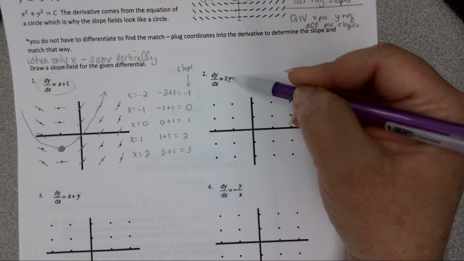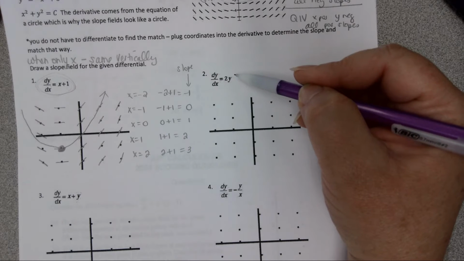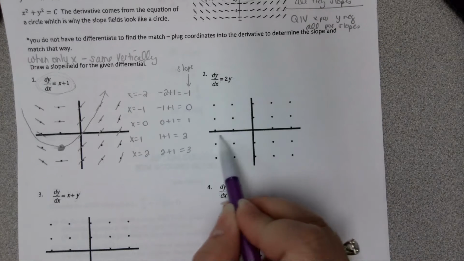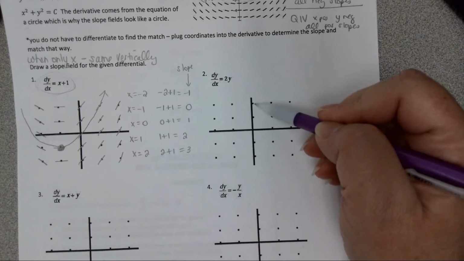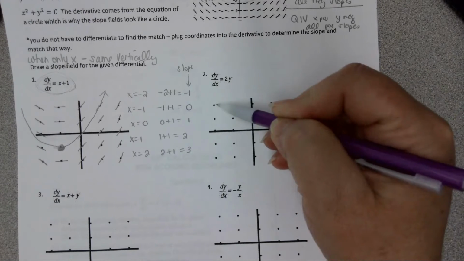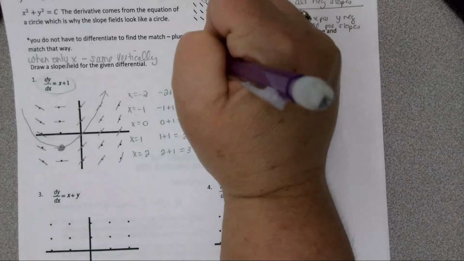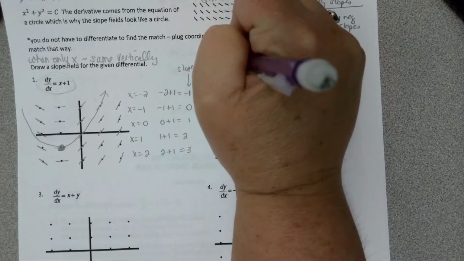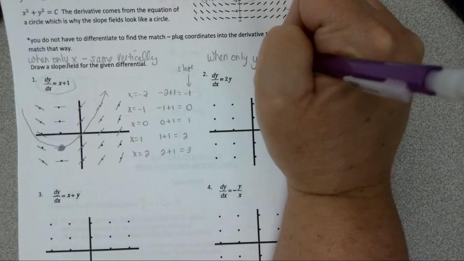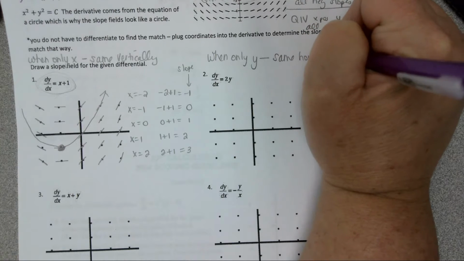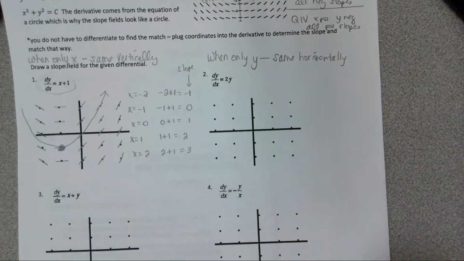Derivative equals 2y. Now, when you write the x's, where you are on the x-axis doesn't matter. It just matters where you are on the y-axis, which means that everything is going to be the same horizontally. So we say when on the y, it's going to be the same horizontally. Now, this just saves you some time, and you'll see what I mean when we look at number 3 and number 4.